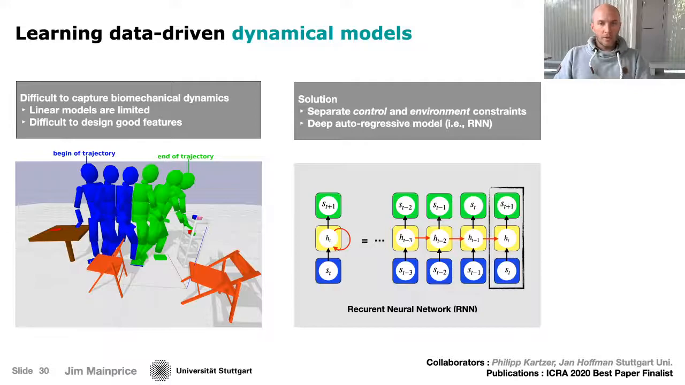We then looked into predicting sequences of movement, about 1 second trajectories, based on past observation of movement. Here we have the beginning trajectory in blue, the end trajectory in green. The idea is that capturing the biokinetic mechanical dynamics is actually really hard. Linear models for this are really limited, and it's difficult to design good features in general.